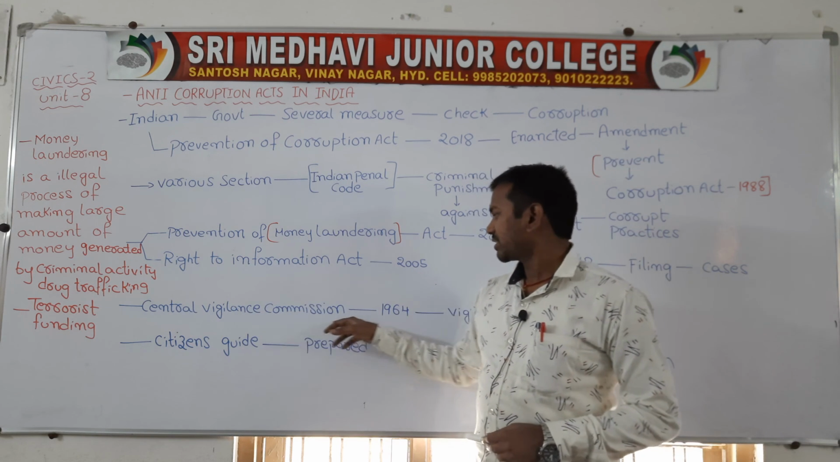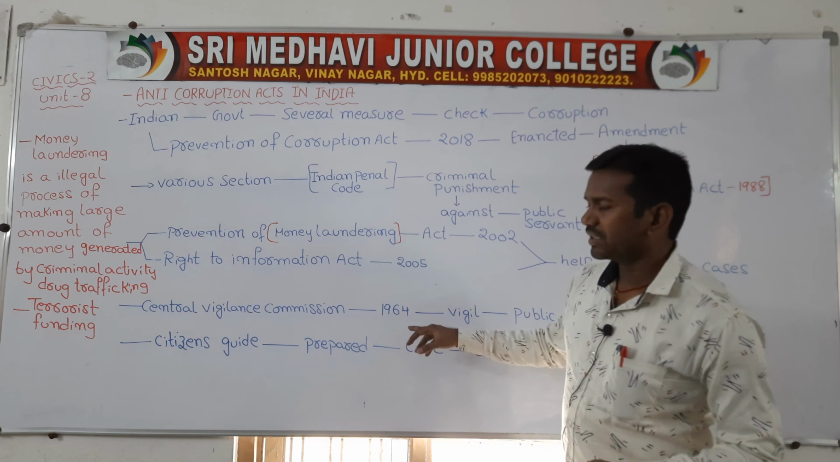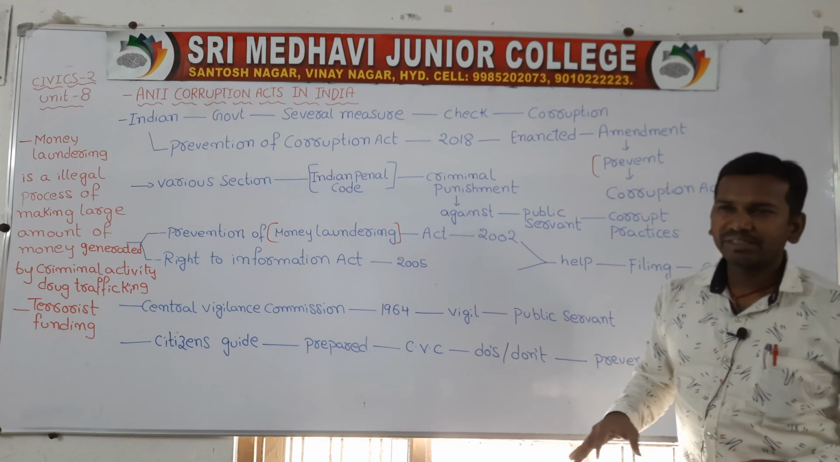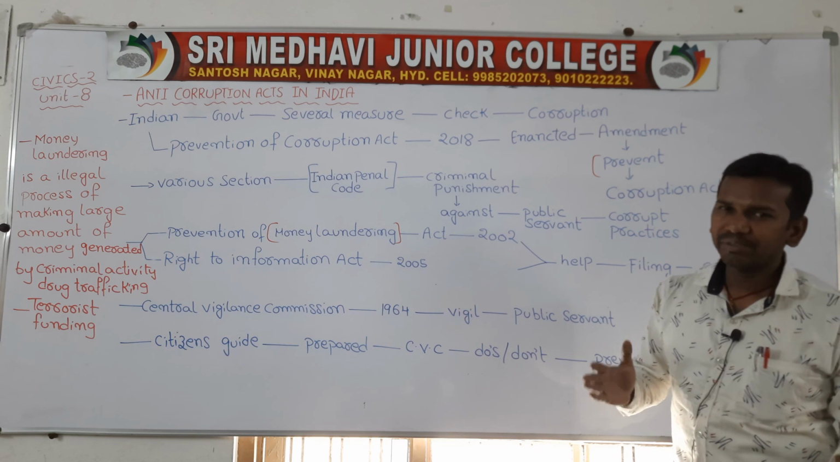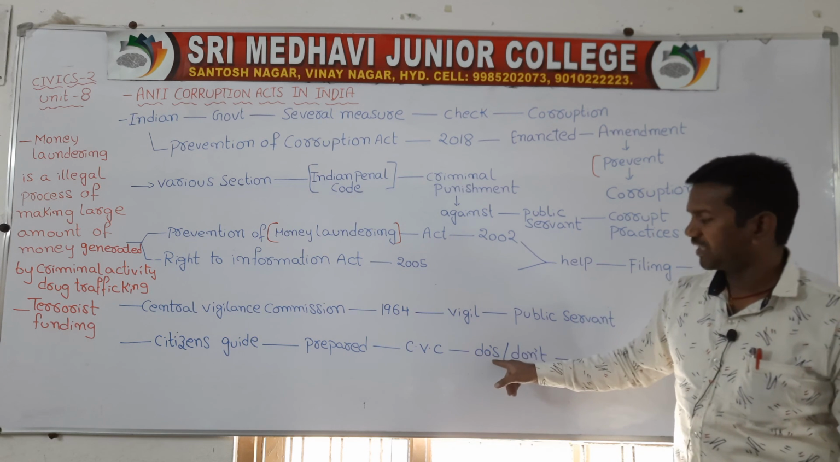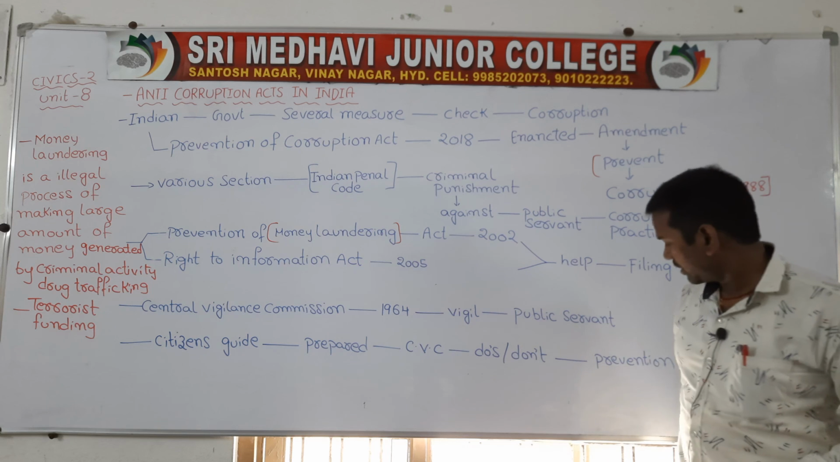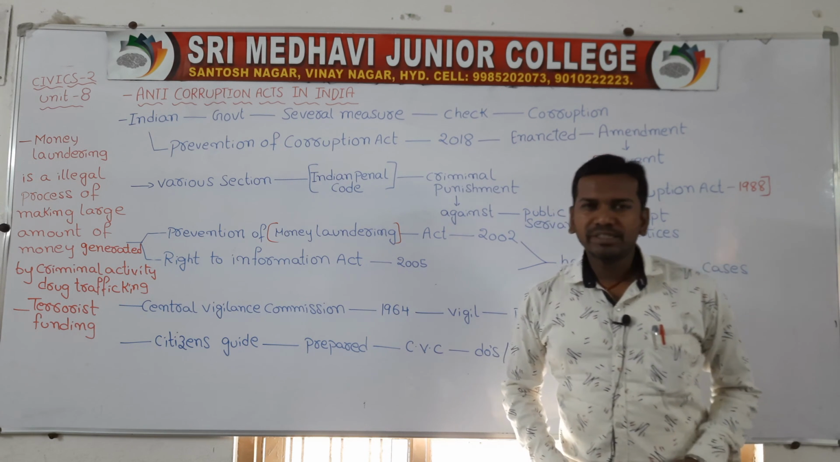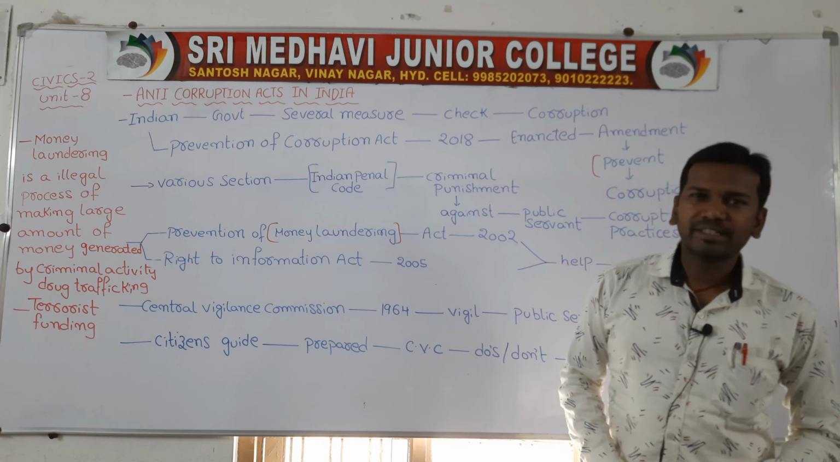The Central Vigilance Commission was formed in 1964. It acts as a whistle to the public department, and the Central Vigilance Commission has prepared a citizen guide in which they have set out what things should be done and what things should not be done. This is to prevent corruption. So children, this is about the Anti-Corruption Act in India.